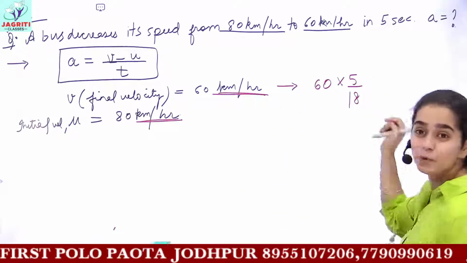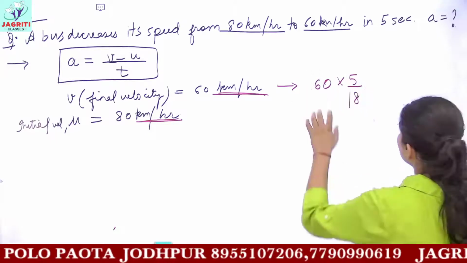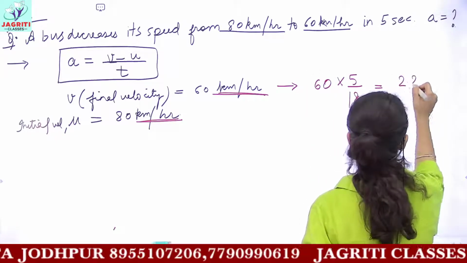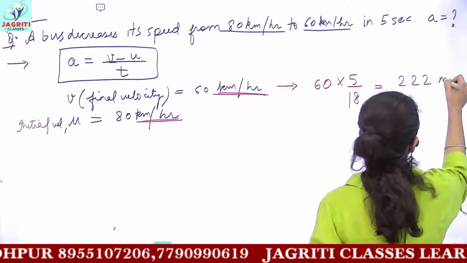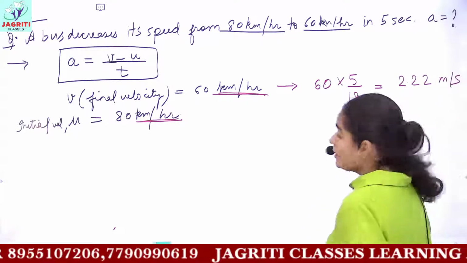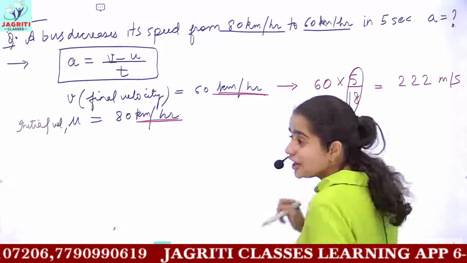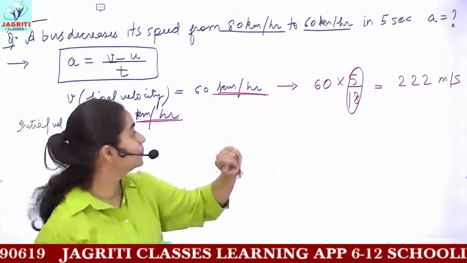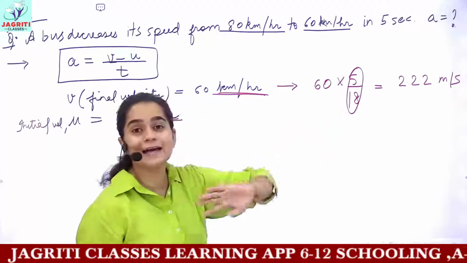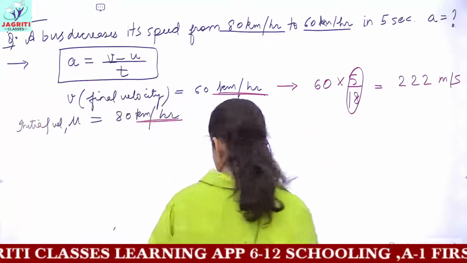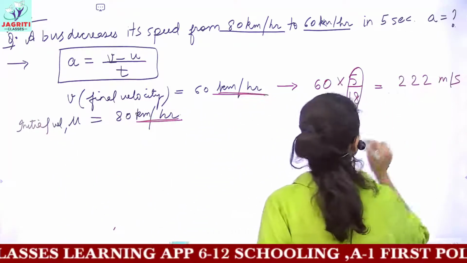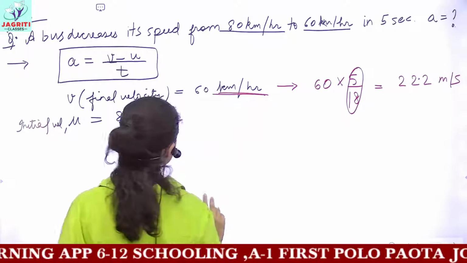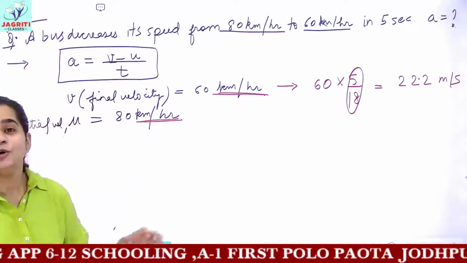that is 5 upon 18. And on multiplying this, the answer would be approximately 2.2 meter per second. And how did we get this fraction 5 upon 18? For this you can see the previous video. Okay. So this would be the value we'll get for our first case, that is when we are converting 60 kilometers per hour into meter per second.